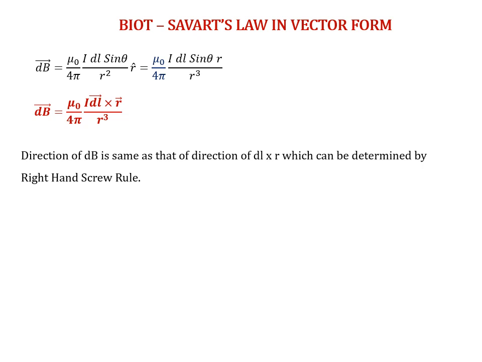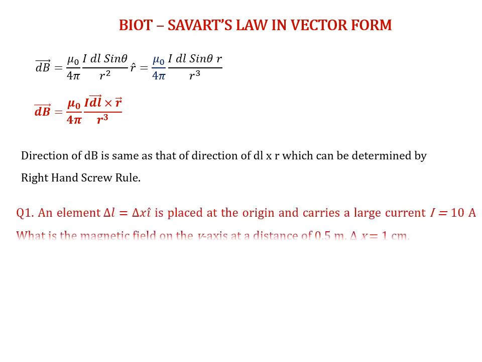Next we take a question based on Biot-Savart law. An element delta L is equals to delta X into I is placed at the origin and carries a large current of 10 amperes. What is the magnetic field on the y-axis at a distance of 0.5 meters, given delta X is equals to 1 centimeter? Let us first represent with the help of a diagram.